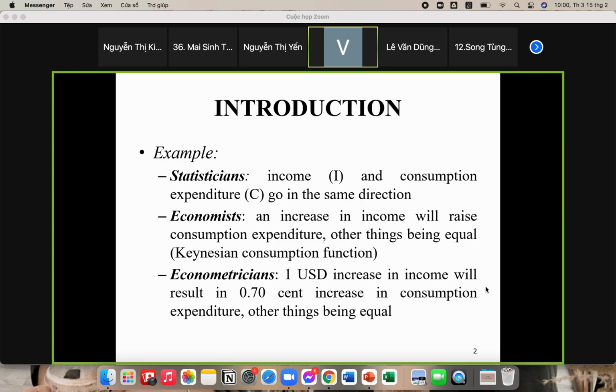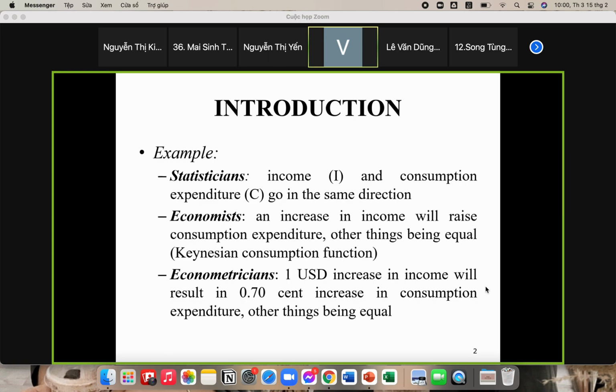But if the graph is downward sloping, it means that income and consumption expenditures go in the opposite direction, or have a negative relationship. In other words, when income increases, consumption expenditures decrease. So in statistics, we normally just care about the relationship between variables. One of the methods to see the relationship is to graph or to calculate the correlation coefficients, right?